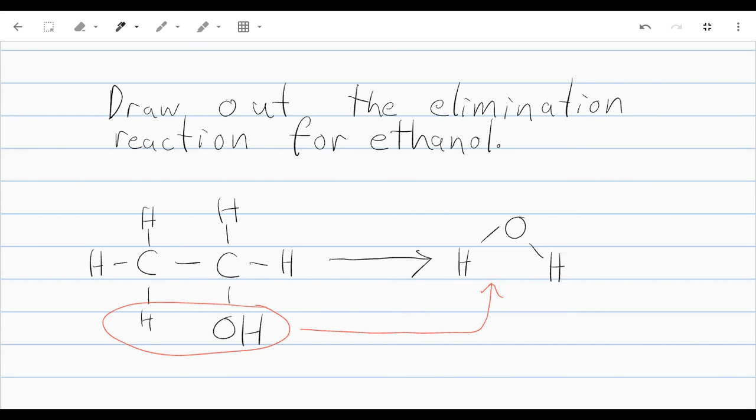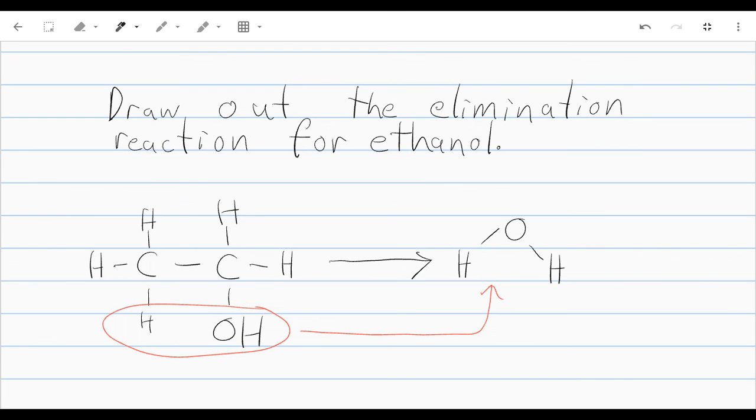Right? Because we have the OH group and then we have the one hydrogen combined onto it. Then what we will get as our other compound is ethene. So that double bond is being created because when you break off the H and the OH, that leaves the carbons unbonded, and the easiest thing for them to do is bond with each other.